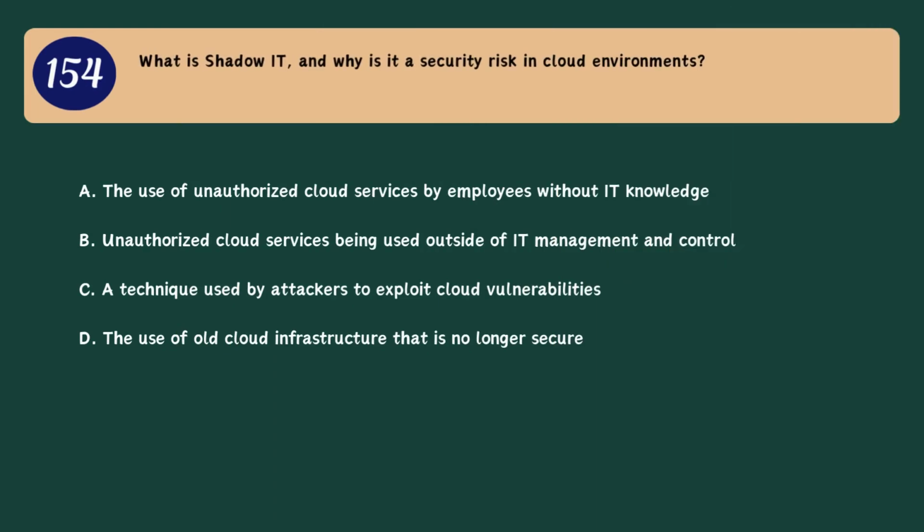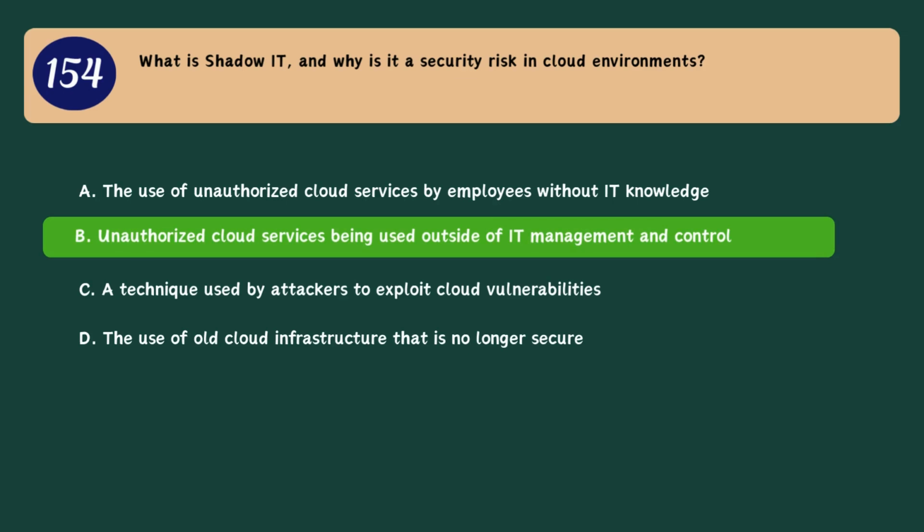Question 154. What is shadow IT, and why is it a security risk in cloud environments? A. The use of unauthorized cloud services by employees without IT knowledge. B. Unauthorized cloud services being used outside of IT management and control. C. A technique used by attackers to exploit cloud vulnerabilities. D. The use of old cloud infrastructure that is no longer secure.